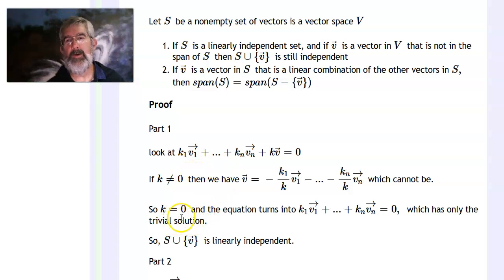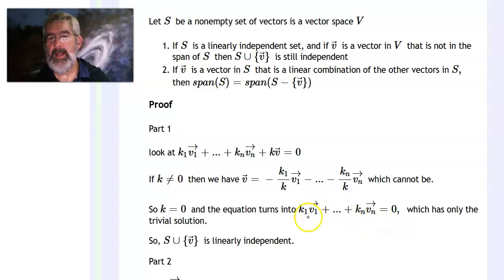Well, if k is equal to 0, then this equation right here just turns into this equation because this part goes away. And this, I know, has to have all the k's equal to 0 because v1 up to vn is given to be linearly independent, right? If S is a linearly independent set. So this forces all of those k's to be 0. This k was already 0, and so we have only the trivial solution, which means this set, S union with V, is linearly independent still. So I added something in, and it's still linearly independent.